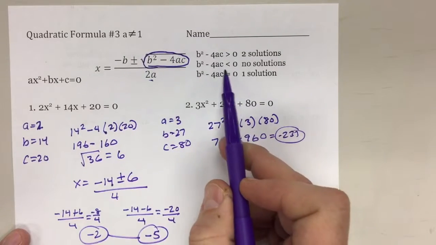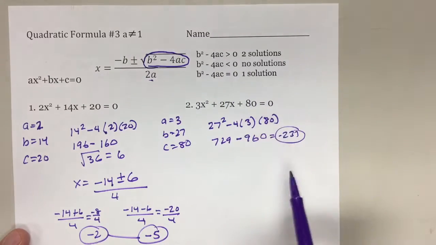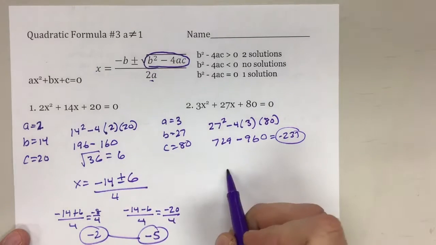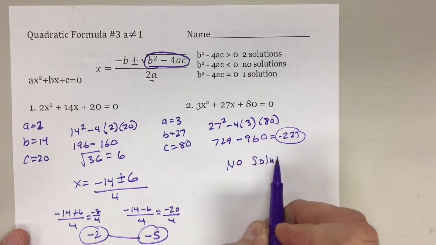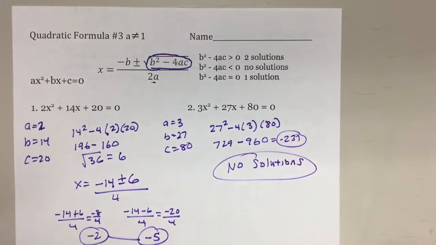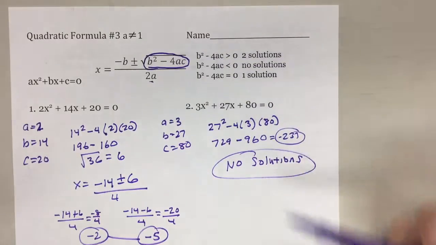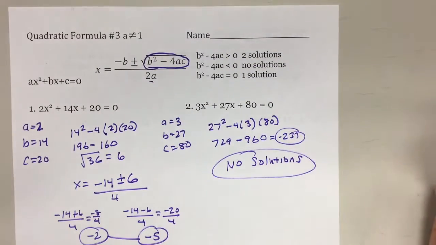And as we know, if b squared minus 4ac is less than 0, there's no solutions. And negative 231 is less than 0. So no solutions. I can't take the square root of negative 231. That's impossible. So I'm already done. So doing the discriminant first, like we learned yesterday, really saves you time because you can figure out right away when there's no solutions.